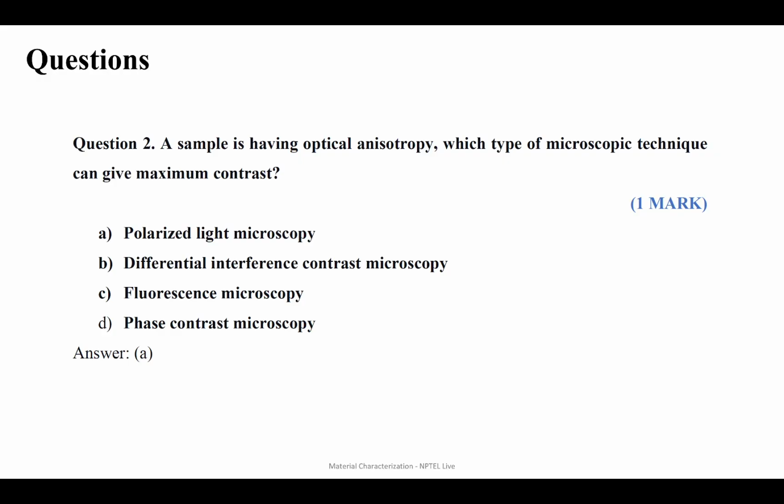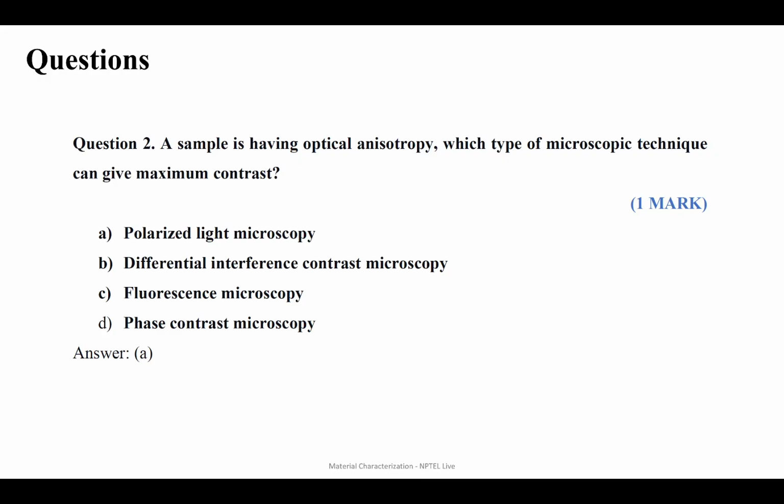So the correct answer would be A, polarized light microscopy. Optical anisotropy means that the sample behaves differently under different types of polarization, based on the ordinary ray and extraordinary ray. So we use polarized light microscopy to identify those anisotropies.